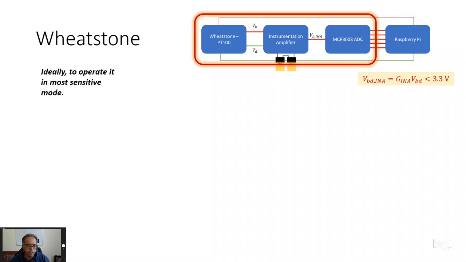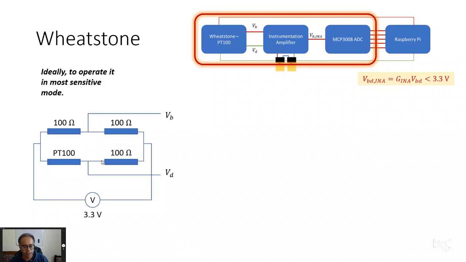Okay. Now let's come to the Wheatstone bridge. Now we'll work to the next block. So in the Wheatstone bridge, ideally we want to operate it in the most sensitive mode, and in the most sensitive mode we want all the resistances to be more or less equal. So what we have done here is build the Wheatstone bridge like this, where we have the PT100 here, which is 100 ohms at 0 degrees Celsius, roughly in that range, doesn't vary too much. So we build a Wheatstone bridge which has 3 more resistances of the order of 100 ohms.